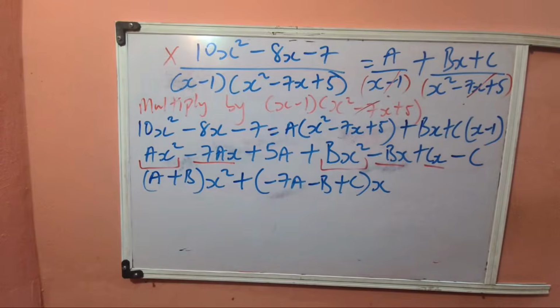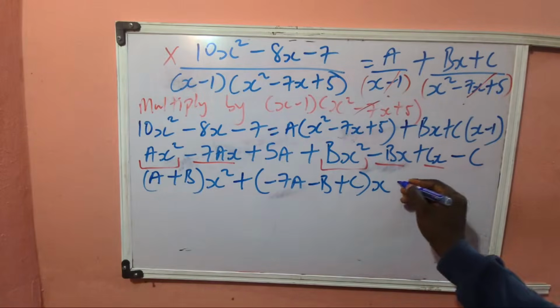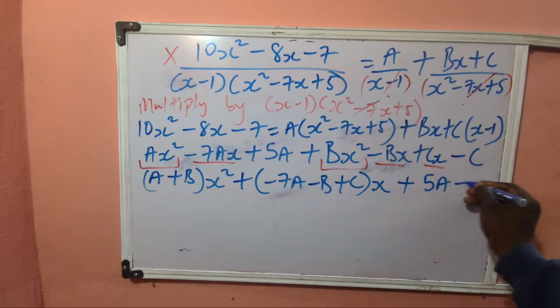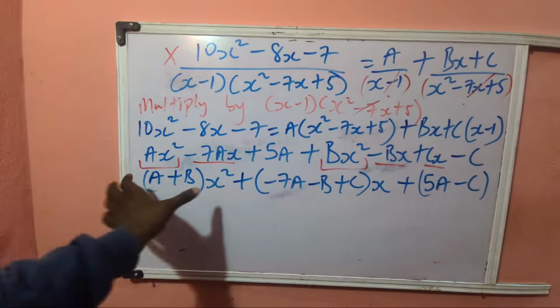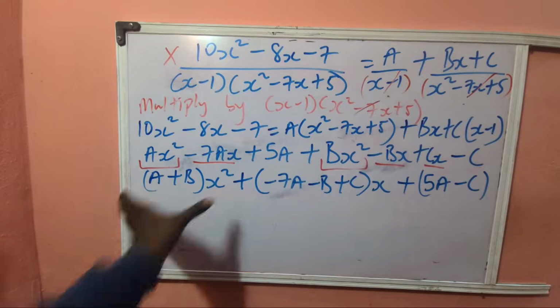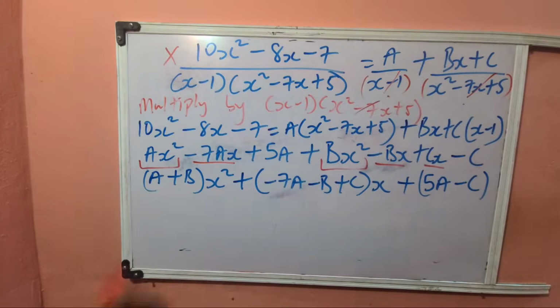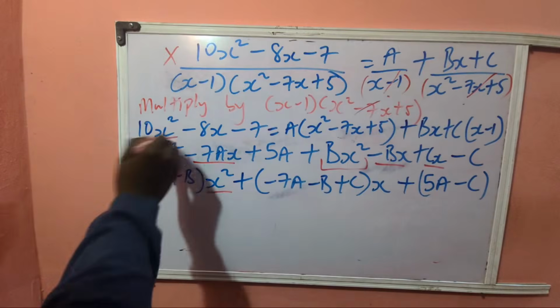So what do we do next? I'm left with just two values that don't have x at all, and that will be 5a minus c. I'm sure you can see that. Good. Yeah, so this makes sense. I'm sure you're flowing with what we're doing. Now, as I said already, all the things we're trying to do here is that we want to equate the ones that have x squared. Now look at this, this is x squared here. This is x squared here.